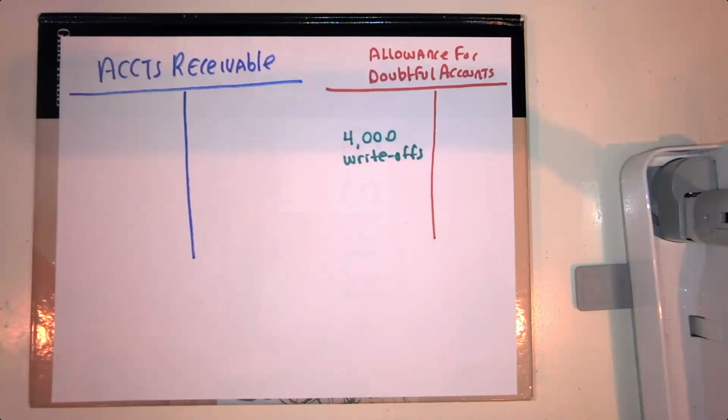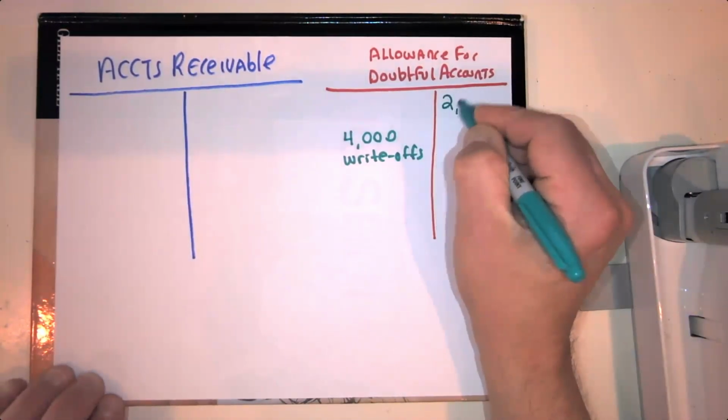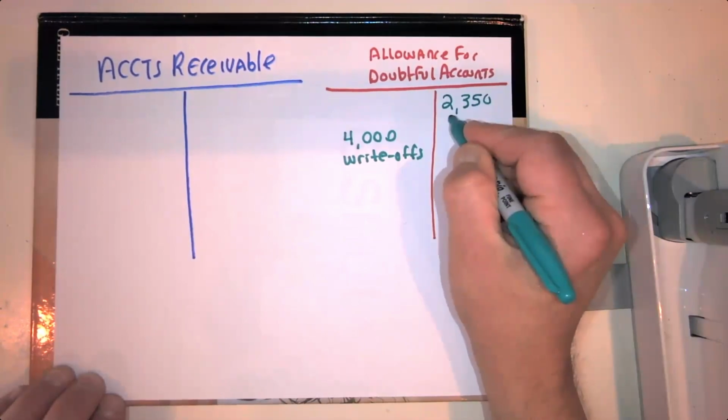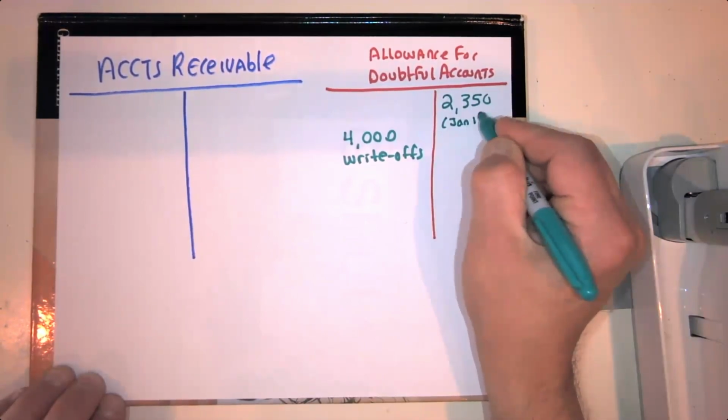Right. And then the stuff that goes on the credit side of the account would be the starting balance for the allowance. How much? That would be $2,350. The very first sentence of the problem says, at the beginning of 2026, the allowance for doubtful accounts had a balance of $2,350 on the credit side. We'll say 2,350, January 1.